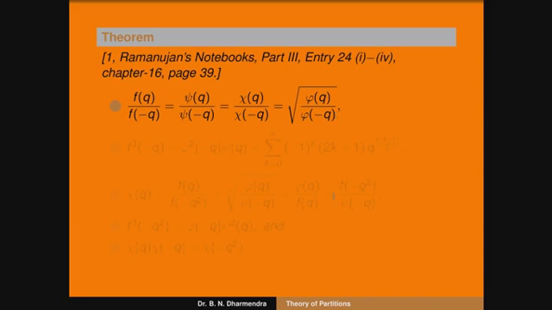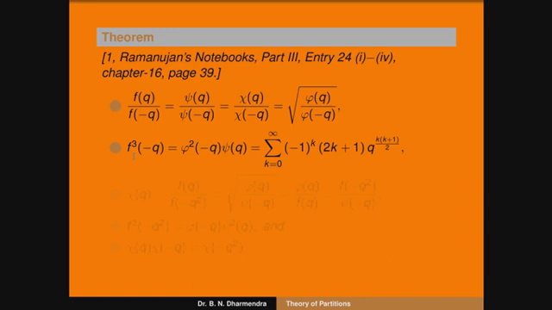And next, f cube of minus q is equal to phi square of minus q into xi of q, that is equal to the sum over k running from 0 to infinity of minus 1 to the power of k into 2k plus 1 into q to the power of k into k plus 1 by 2. This summation is Jacobi's theorem. We already proved that this is equal to q infinity whole cube. That means it is nothing but f of minus q whole cube.